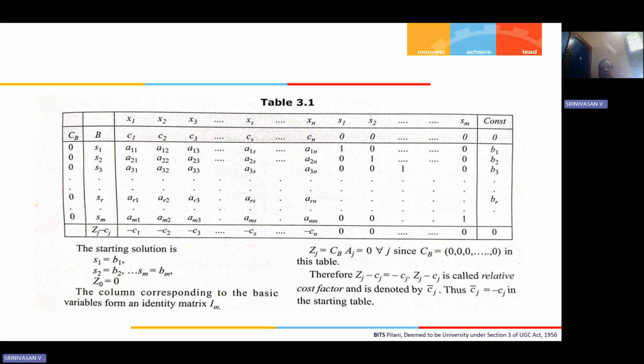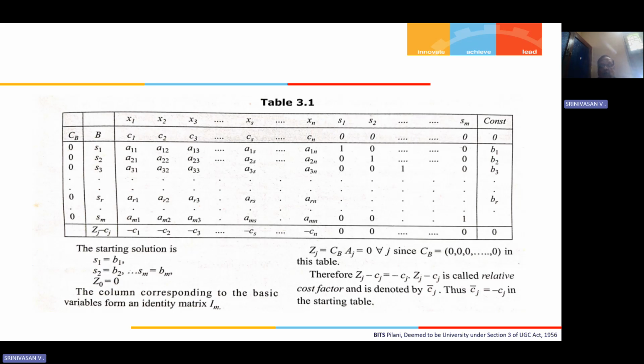Similarly, if you continue, finally you have Am1, Am2, etc., Amn, 0, 0, 0, etc., 1, and the constant will be, of course, here it is missing, Bm. It should be there, Bm. Clear? So what is happening then? You have the constants on the right: initially for the objective function it is 0, and for all the constraints, the right-hand side constants are B1, B2, etc., Bm.